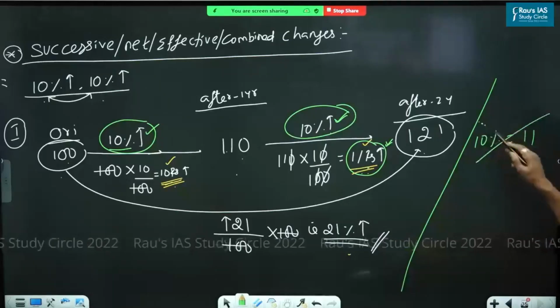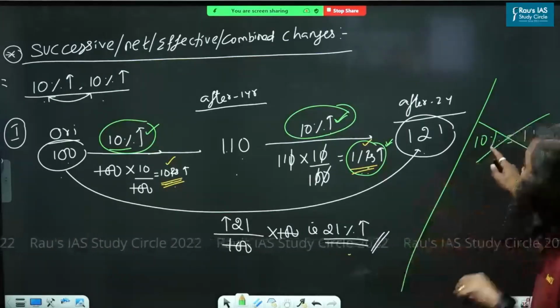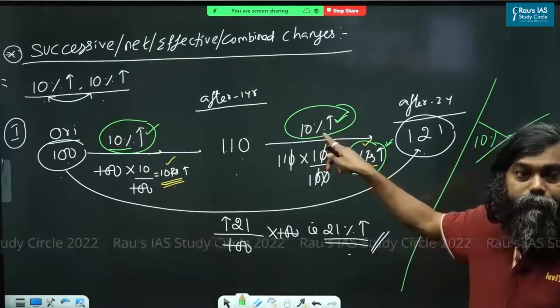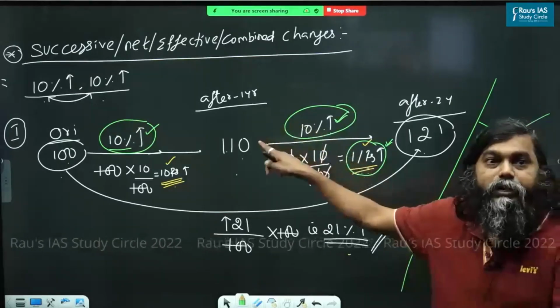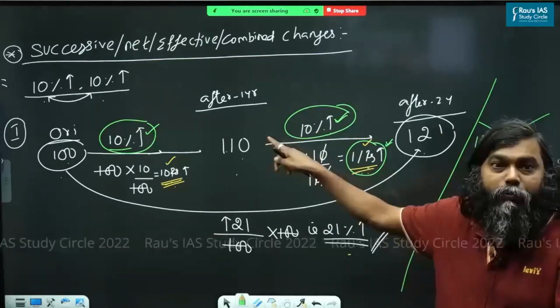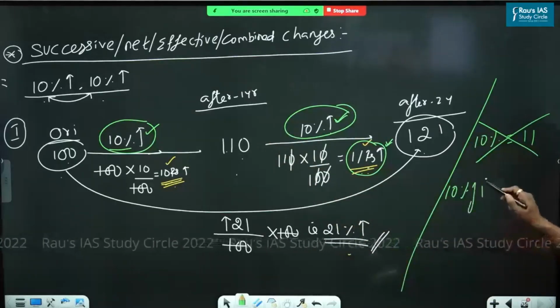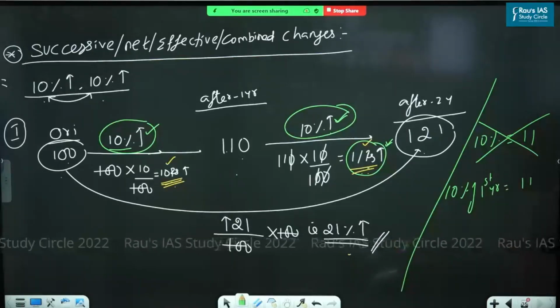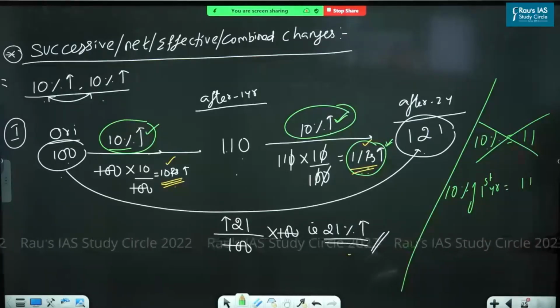But you cannot write like this. Why? Then you will shoot the question: 10% of what? First year income. Do you understand? So you have to write it like this: 10% of first year income is 11 rupees. You cannot write directly 10% equal to 10, because then you cannot understand the meaning.